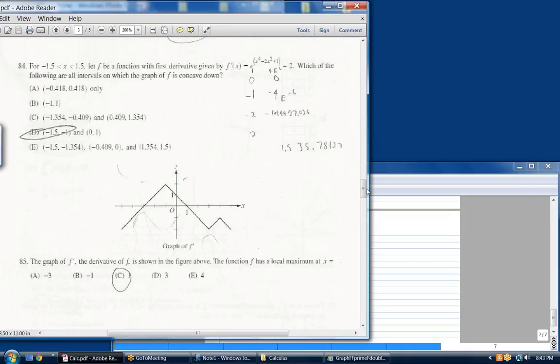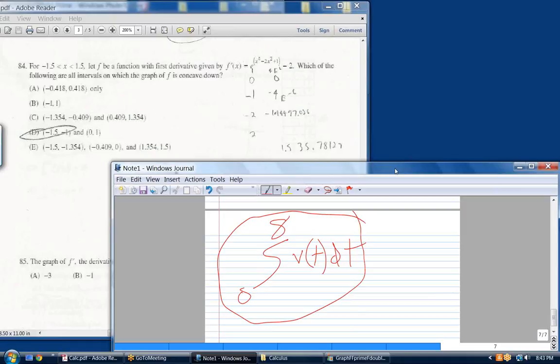All right, 84. Let f be a function whose first derivative is given by that. Which of the following are all intervals on which the graph of f is concave down? Okay. We've decided that concave down means the second derivative is negative. Right? Yeah.